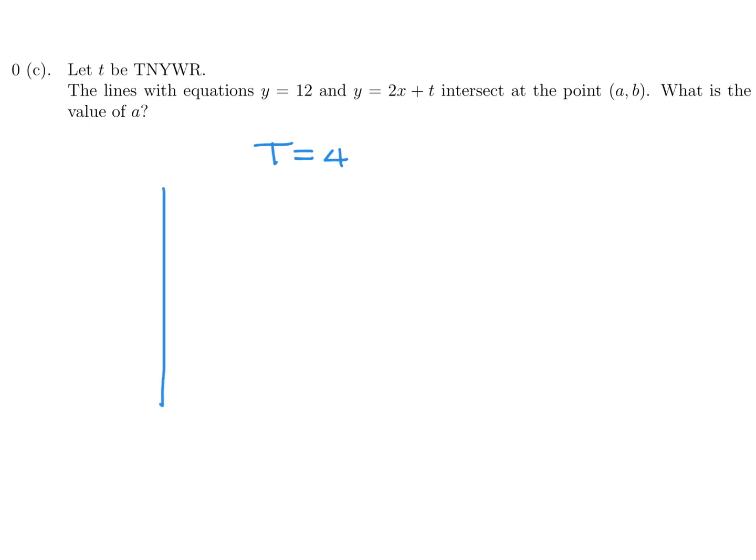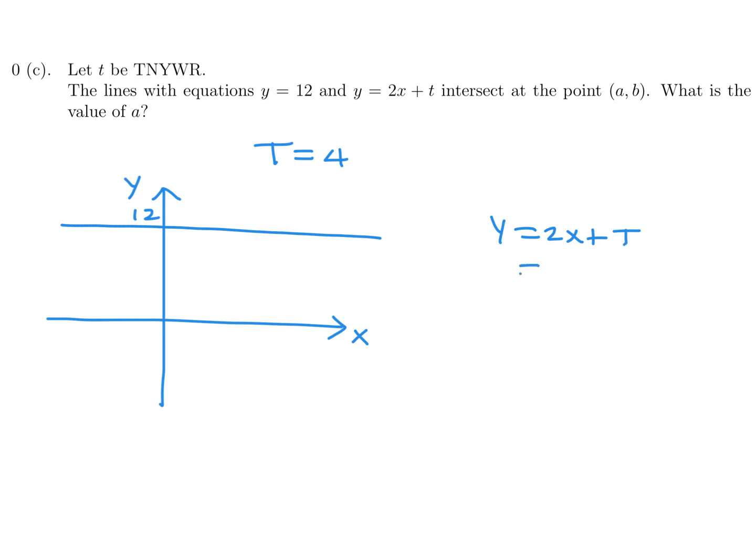So now we've got 2 lines. Let's just make them on this coordinate grid. We have y equals 12, which is this. And we have y is equal to 2x plus t. But t is equal to 4. So we're just going to plot this now. Well, when x is 0, y will be 4. And when y is 12, it looks like x is 4, I think. So about here approximately. So this is the other line.